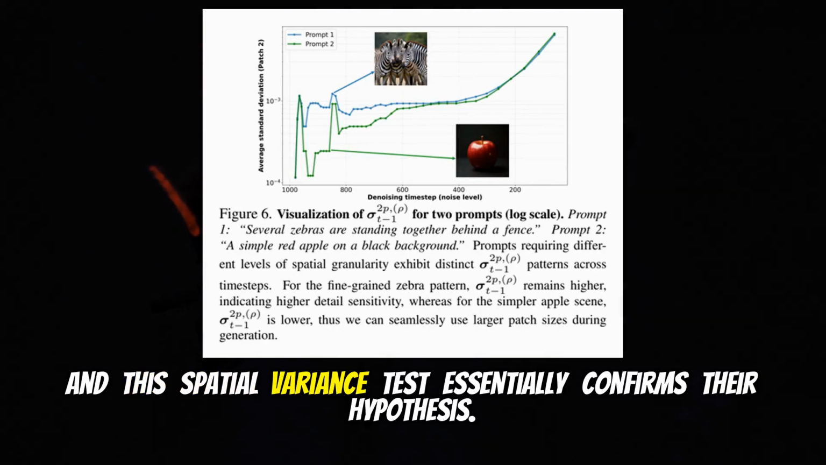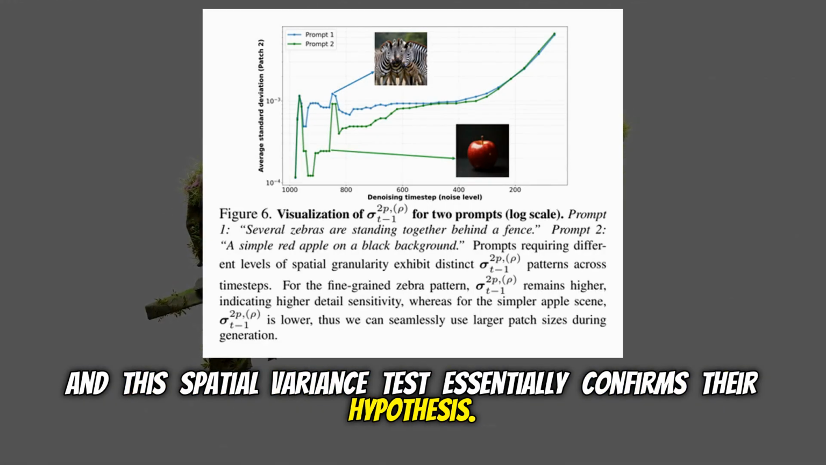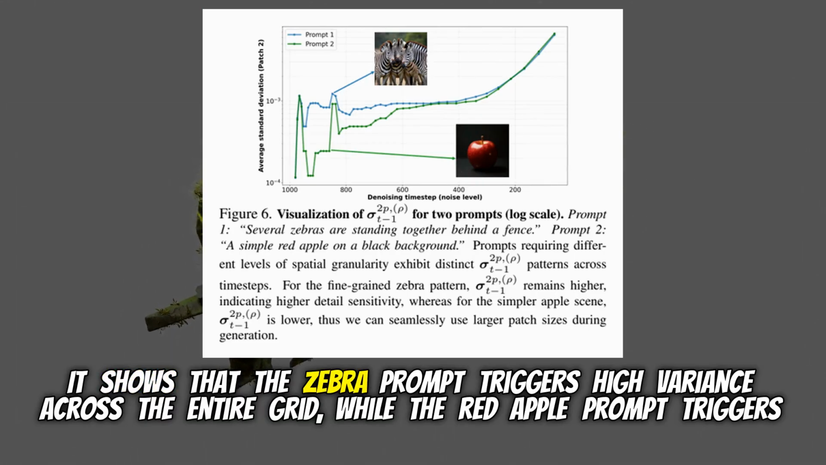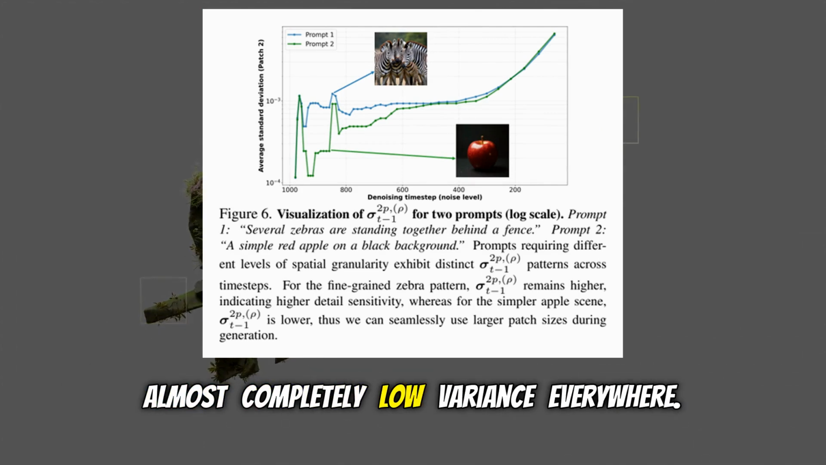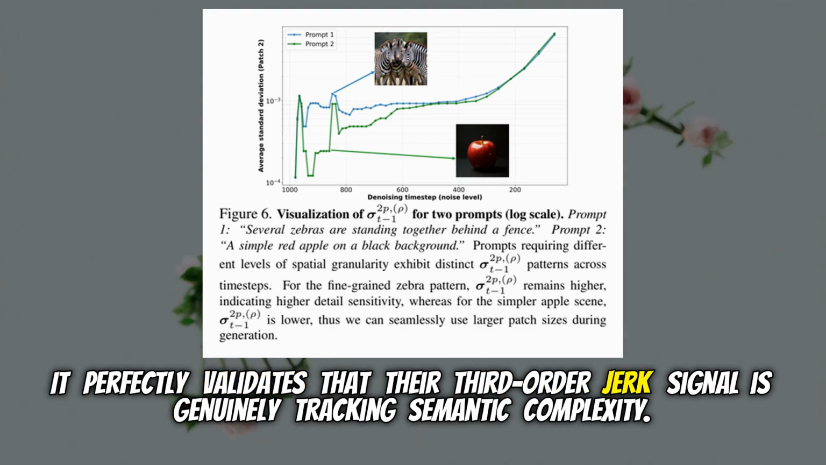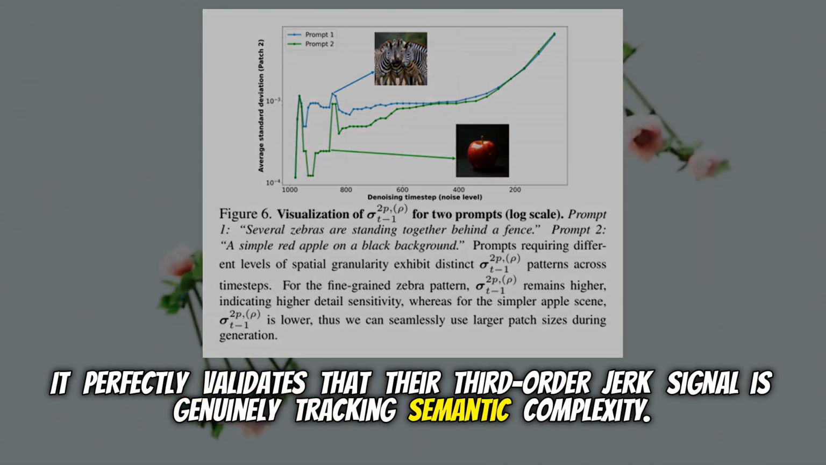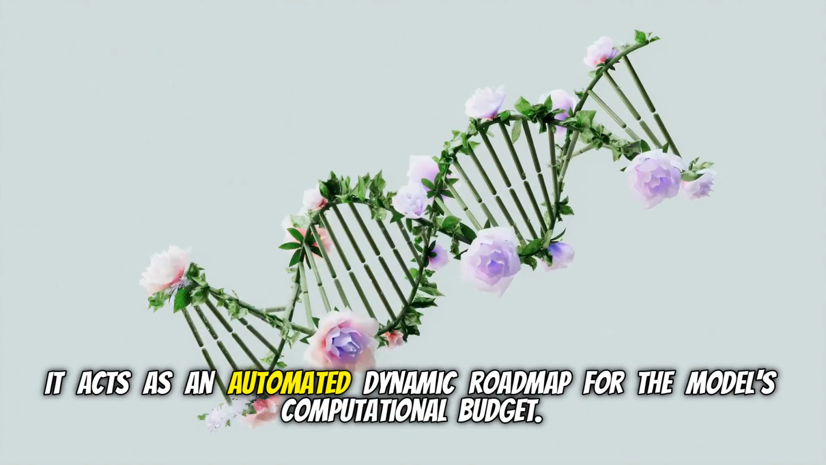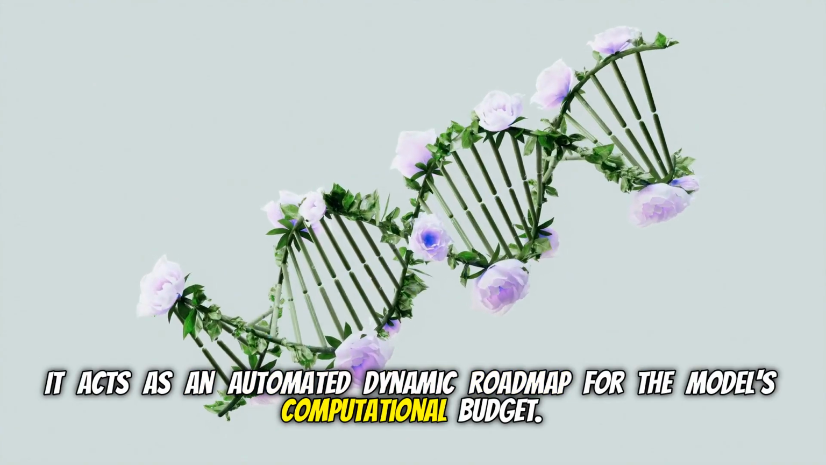And this spatial variance test essentially confirms their hypothesis. It shows that the zebra prompt triggers high variance across the entire grid, while the red apple prompt triggers almost completely low variance everywhere. It perfectly validates that their third-order jerk signal is genuinely tracking semantic complexity. It acts as an automated dynamic roadmap for the model's computational budget.